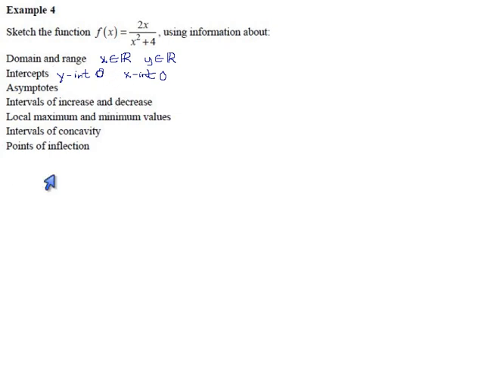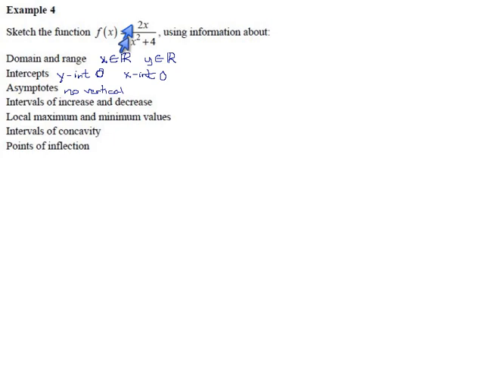Asymptotes. Vertical asymptotes happen when the denominator goes to 0, and we've said that this one can't. So there are no vertical asymptotes. Is there some other kind? You get slant asymptotes if the degree of your numerator is 1 more than the degree of your denominator, but in this case it's 1 less, so no slants.